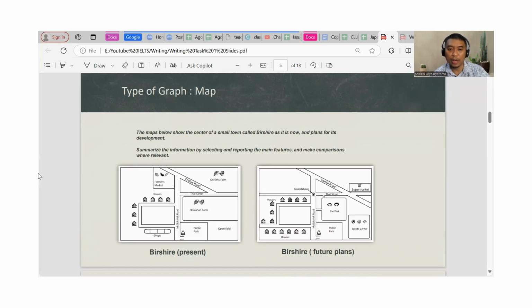Another thing that I would like to mention, which I forgot to mention in the first part, will be the map. Sometimes they will give you a question about a map, whether a map about the present and the future plans like the one mentioned in here, or maps that contain the present and the past, and then you have to compare both maps and answer the question accordingly based on the four grading criteria mentioned above.